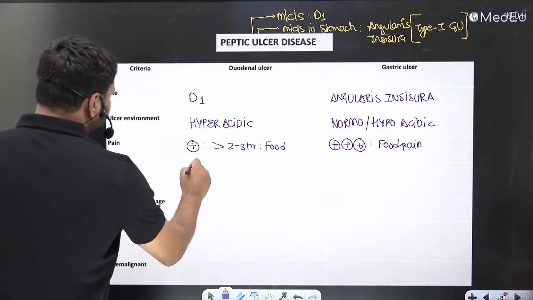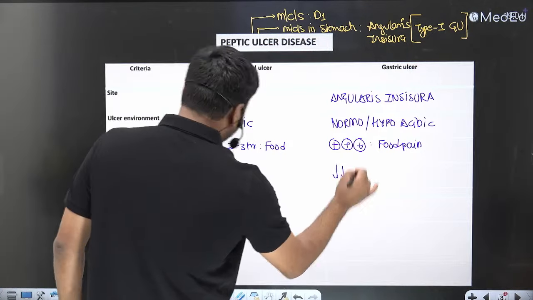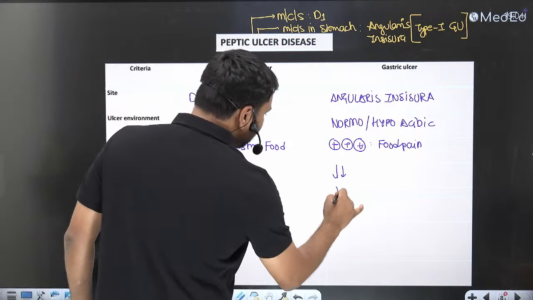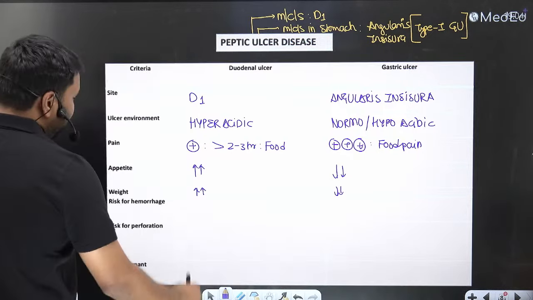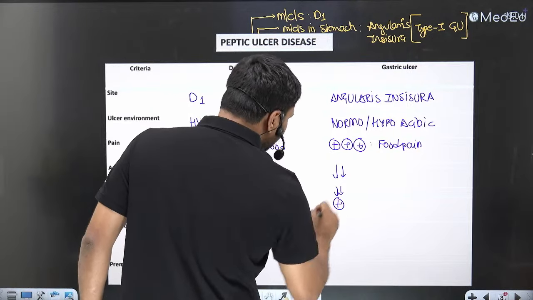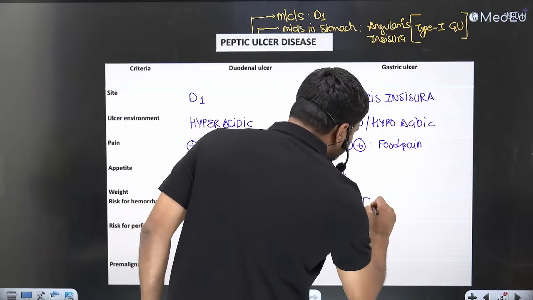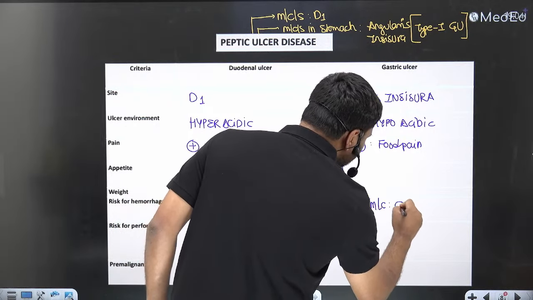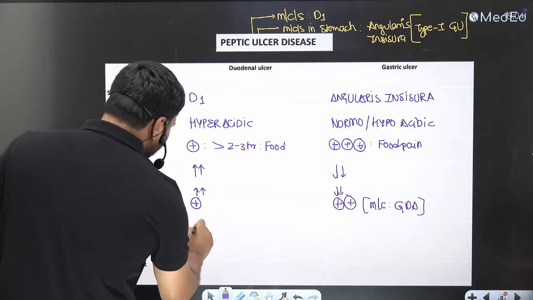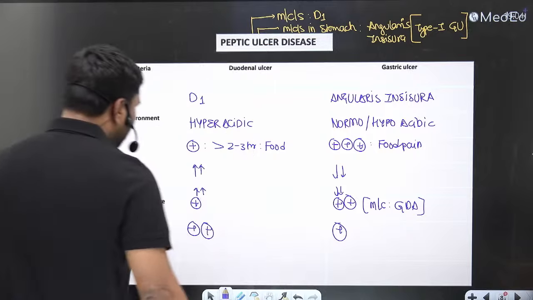Now, in order to compensate for that, the appetite in duodenal ulcer increases. The appetite in gastric ulcer falls. Because appetite increases, there will be weight gain, whereas in gastric ulcers there is weight loss. Risk for hemorrhage is present in both, but risk for hemorrhage is more in gastric ulcer. Remember, the most common source here is your gastroduodenal artery, right? Whereas the risk for perforation is more in duodenal ulcer when compared to gastric ulcers.